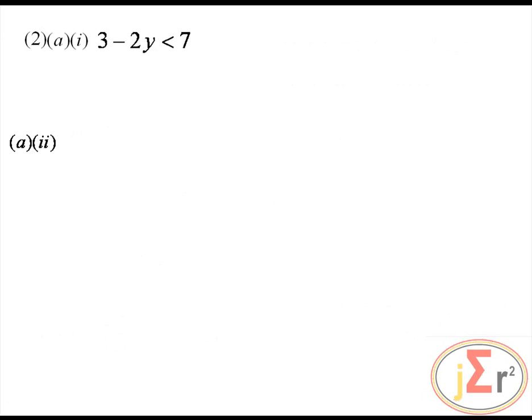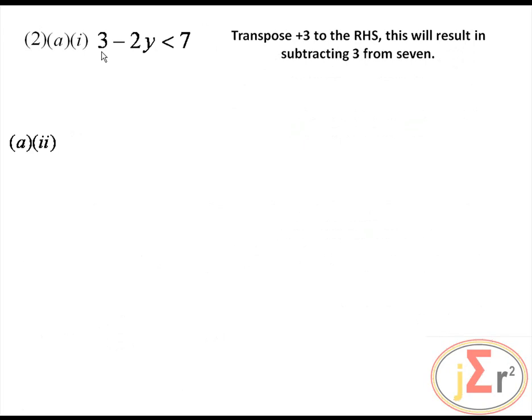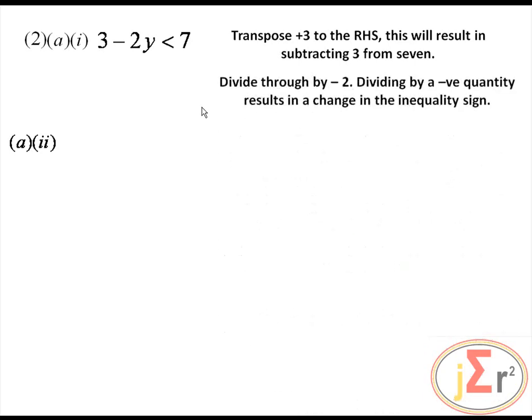We need to solve the inequality that we have right there. So let's go straight ahead. We will just transpose this 3 to the other side by subtracting 3 from the right hand side. So we have negative 2y. With this 3 transposed to the right hand side, we have 7 minus 3, which is equal to 4.